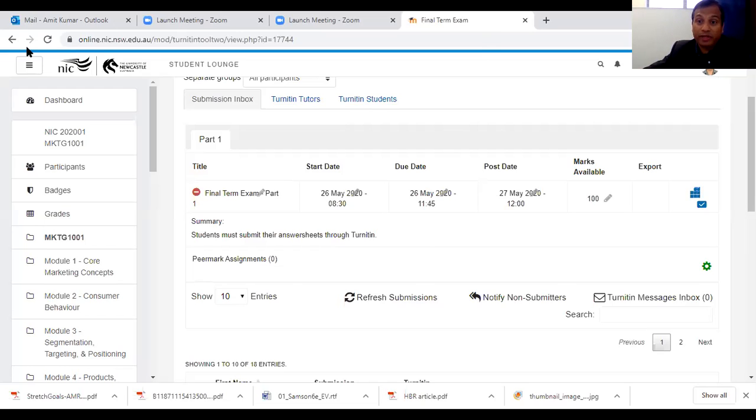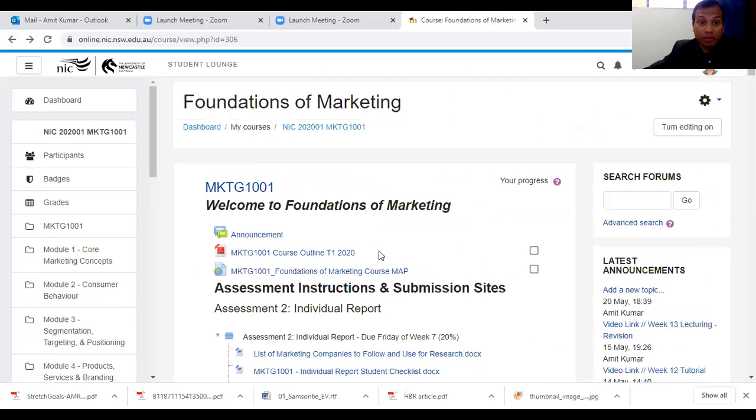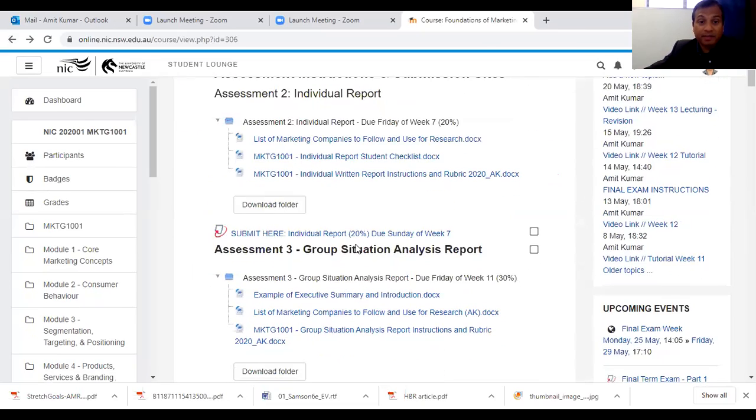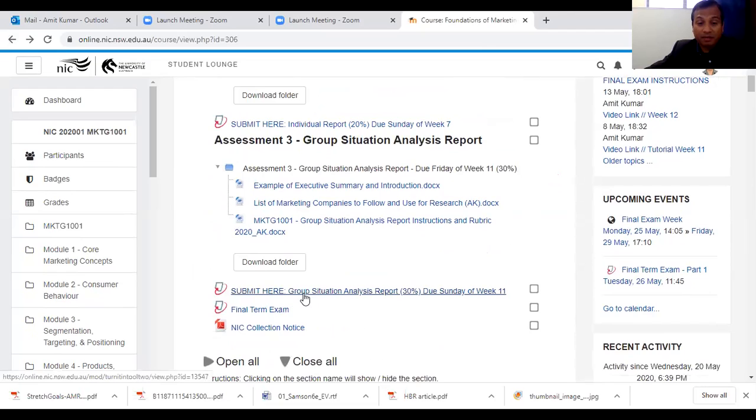So this is the window where you have to submit. On Moodle, go to Foundation of Marketing. In assessment 3, just below the group assignment where you submitted, we have the final term exam. Any time between 8:40 and 11:40, whenever you think you are done, you can submit it. Just let me know through email. I will try to be there for invigilation, and if any emergency happens, that is another case, but I will try to be there to assist you.